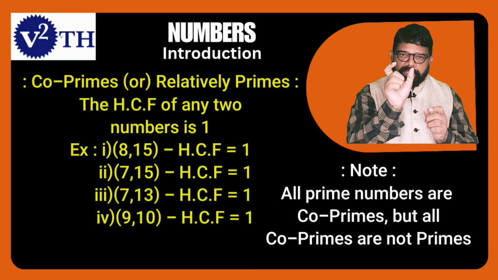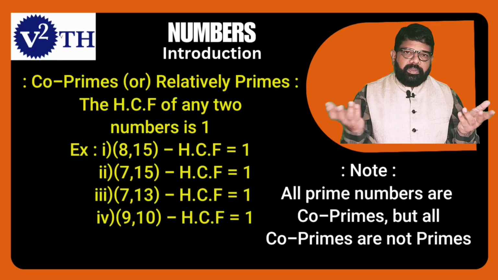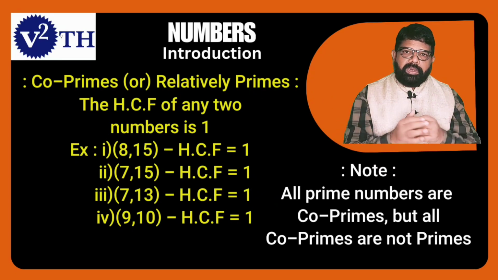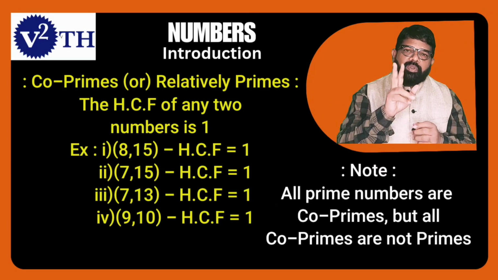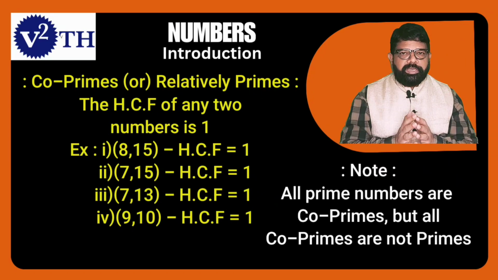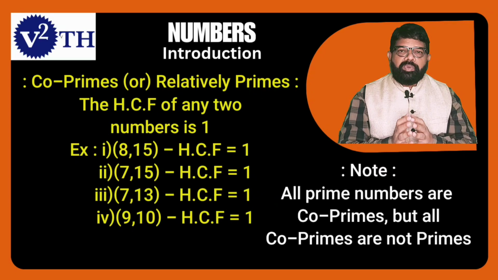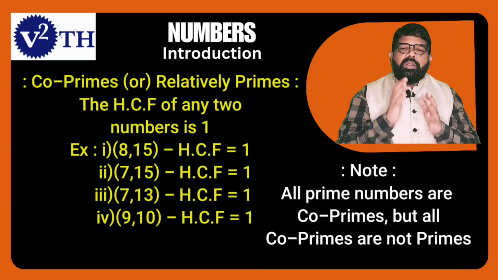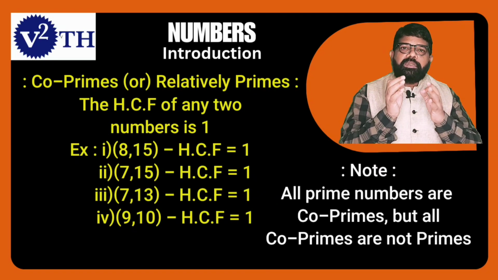Now take any two consecutive numbers. 9, 10, HCF is 1. 10, 11, HCF is 1. 11, 12, HCF is 1. For any two consecutive numbers, HCF is 1, so they are co-primes to each other. Very important. Co-primes means any two numbers whose HCF is equal to 1, we say that the numbers are called co-primes or relatively primes to each other.